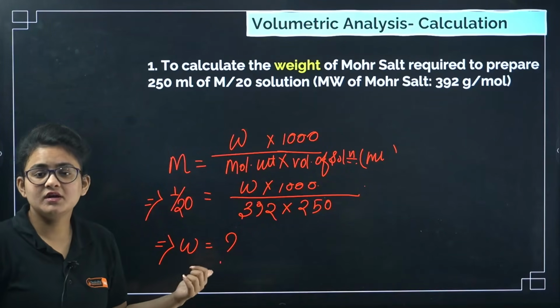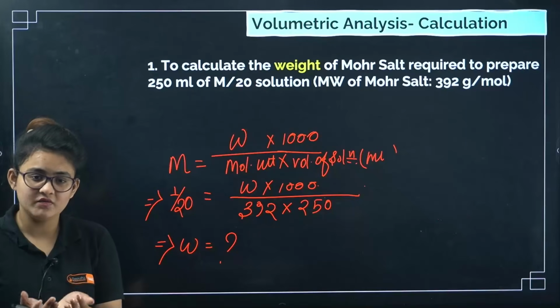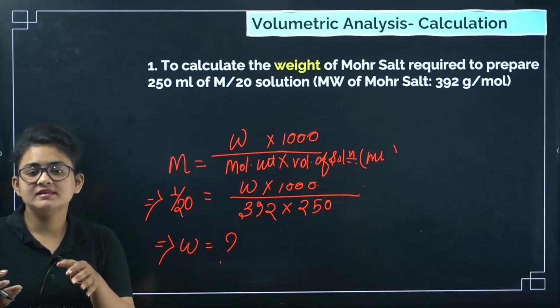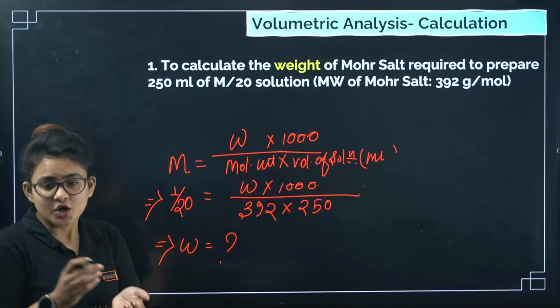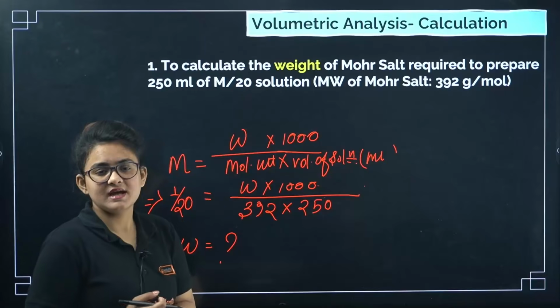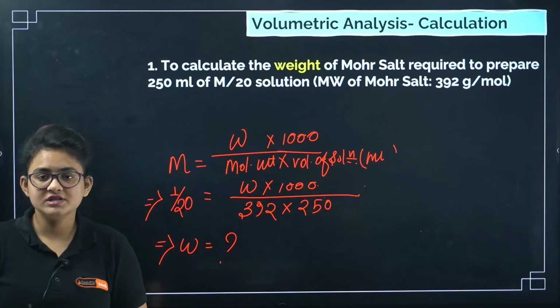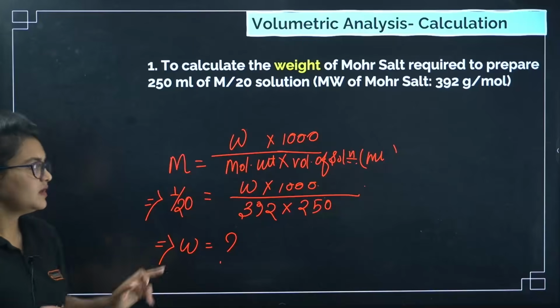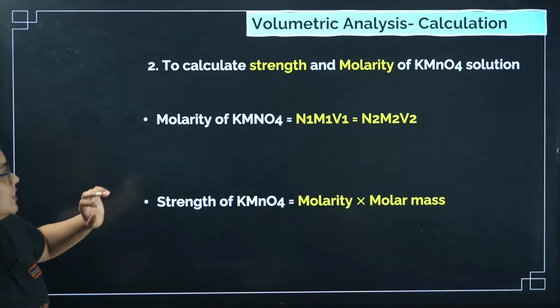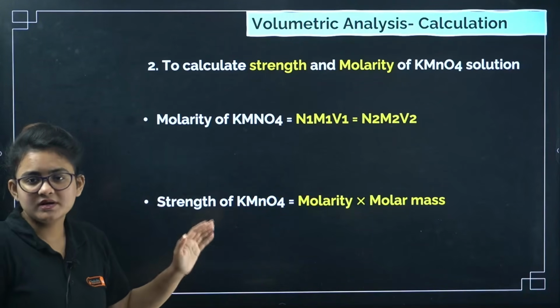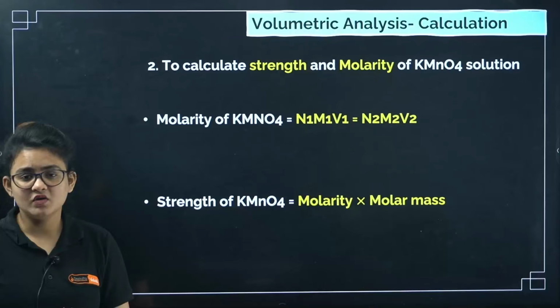So that particular amount of Mohr's salt you have to weigh, put it into a 250 ml volumetric flask, pour water and make a homogeneous solution out of it. Okay, next part, the final and most important part, is to calculate the strength and the molarity of the KMnO4.